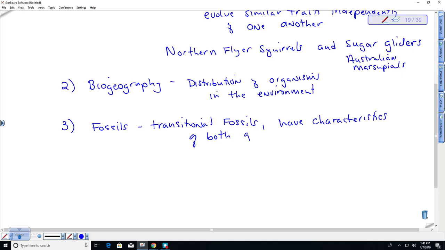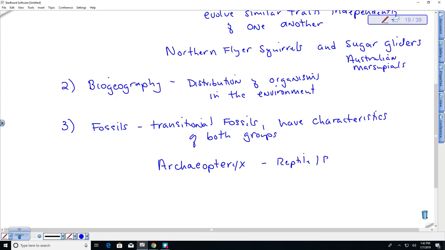Does anybody know the most famous example of a transitional fossil that Darwin hypothesized would be found, but wasn't actually found till after he died, right after he died? There's a transitional fossil between a reptile and a bird, and it is called Archaeopteryx. Okay. So it's a reptile slash bird.